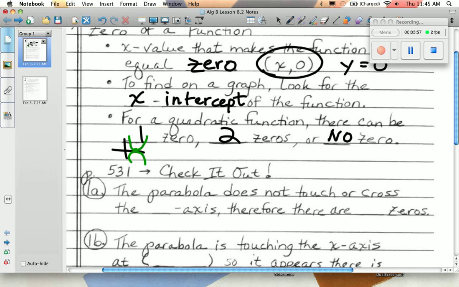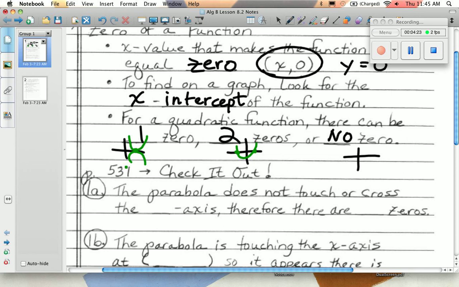But when there's 2 zeros, now we have a parabola that's crossing in 2 different spots here. There's 2 different places it's crossing. The vertex is not sitting on the x-axis. It's somewhere else in the coordinate plane. When there are no zeros, anybody want to predict what's happening?